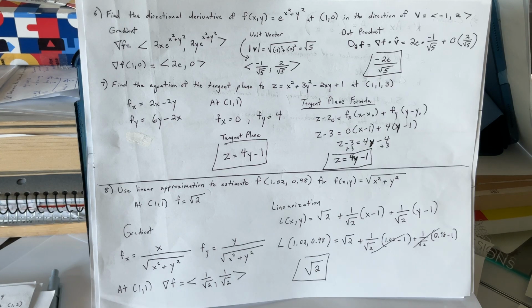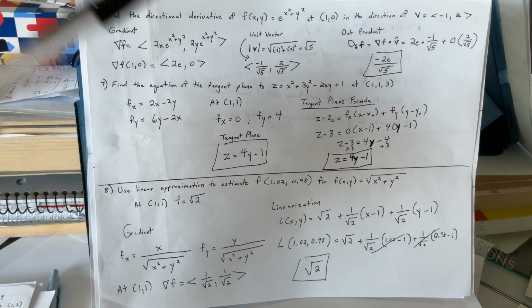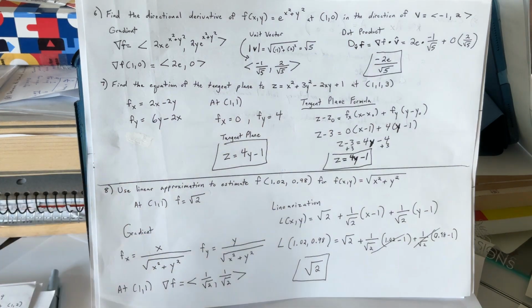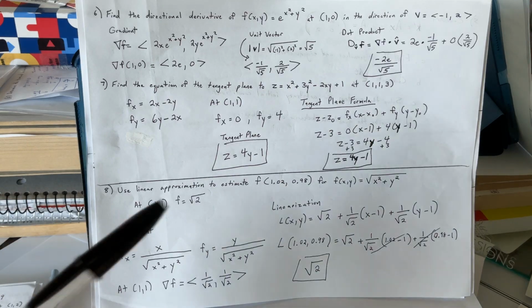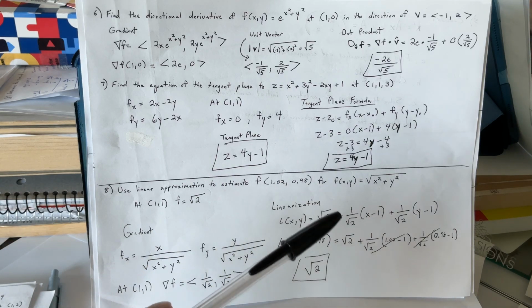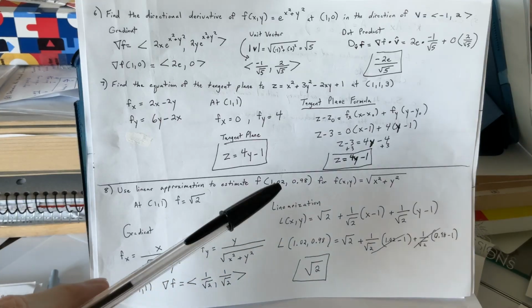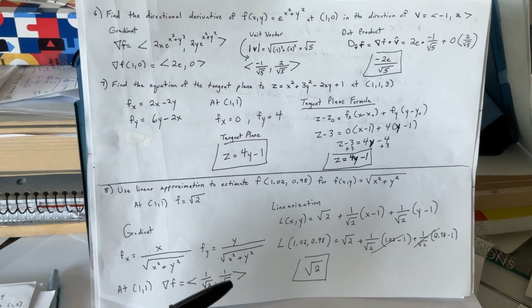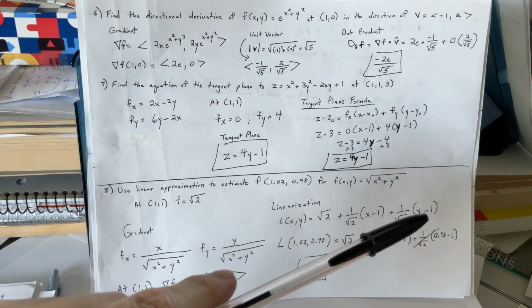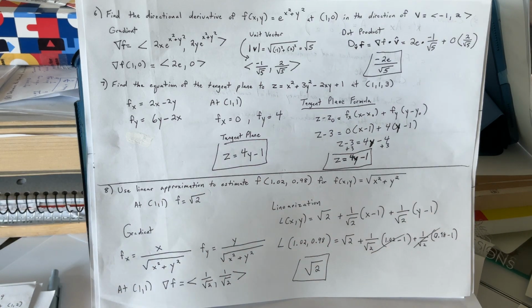Okay, now that leaves us in business. All we have to do now is, once we have the gradient, we have our points. We're evaluating at 1, 1. Use the linearization. Set it up. Root 2, what we're approximating near, plus your gradient, 1 over root 2, x minus 1, plus your gradient component for the y, 1 over root 2, y minus 1.